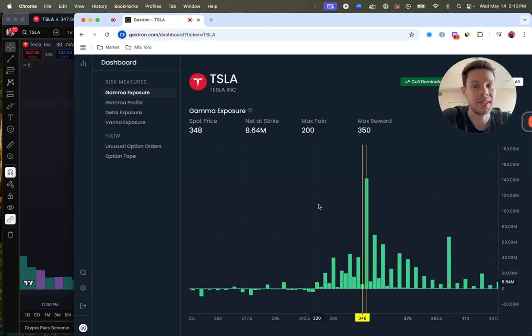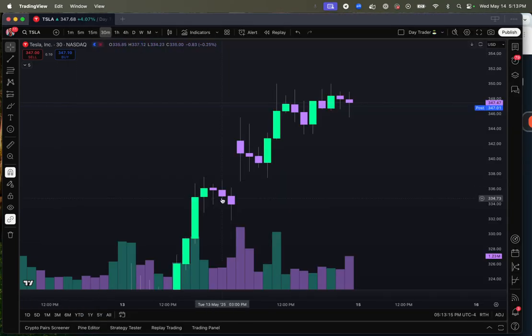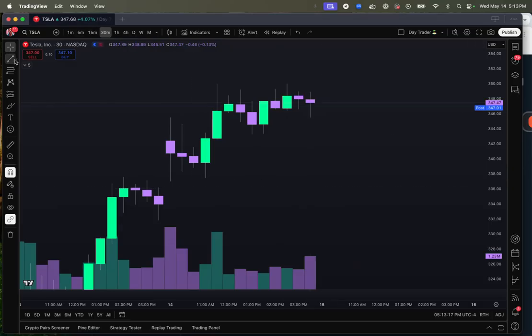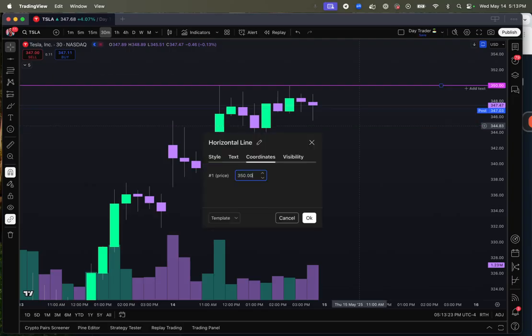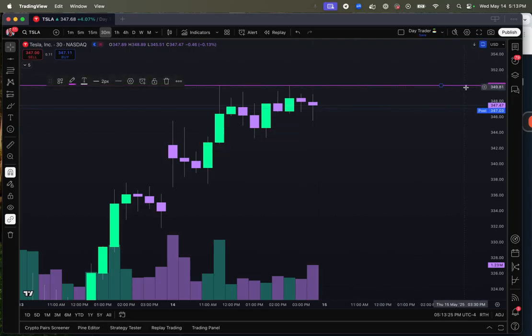So what do we do with this? Well, what we want to do is just mark it on our chart. I like to use TradingView, and I'm going to mark 350 here. 350 is a key level. We mark these levels first thing when the market opens, at least in the first 15 minutes. So I call it MR, for max reward.